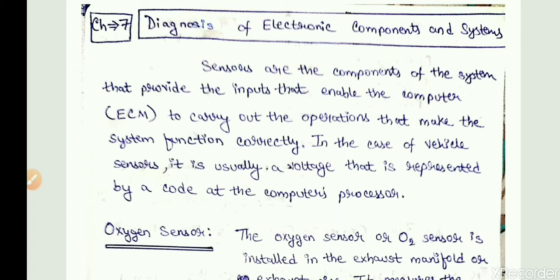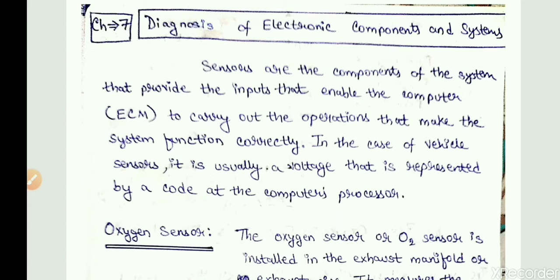Here it says that sensors are the components of the system that provide the inputs that enable the computer, that is in a vehicle the computer, that means the thing that wholly operates the electronic system, feeds back the signal, is the ECM, that is engine control module, to carry out the operations that make the system function correctly.